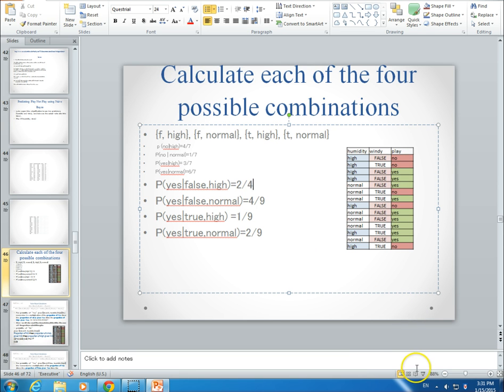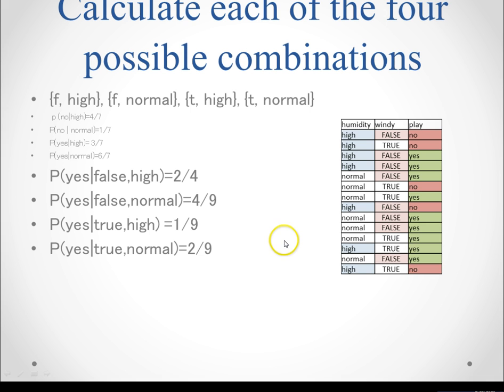Okay, how about the next one? Let's do the next one. Okay, given that it's false, false means not windy, and normal. So where are those? False, normal means red and white, right? So 1, 2, 3, 4. You agree? And how many of those are yes? False and normal, how many are yes? 1, 2, 3, 4.